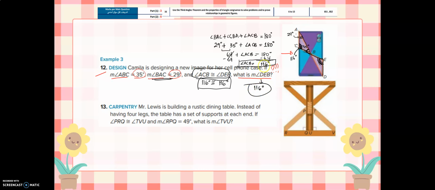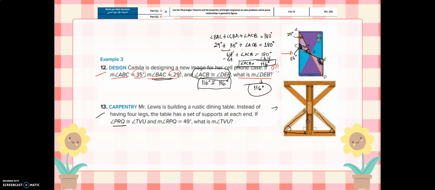So let's try to move on to question number 13. I have here Mr. Lewis is building a rustic dining table, which is this one. Instead of having four legs, the table has a set of supports at each end. If angle PRQ, so this is angle PRQ, is congruent to angle TVU, angle TVU, so that means they are equal. And the measure of angle RPQ, where is RPQ?